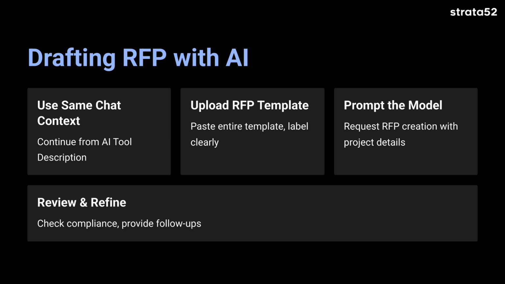Then you want to prompt the model. In the chat, say something like, "Please create an RFP using the template attached. Here's the AI tool description for reference, plus any relevant MICE or ROBUST scores. Make sure to include all technical requirements, scope details, and vendor evaluation criteria." At this point, ChatGPT or Claude, whichever tool you're using, will generate a draft RFP.